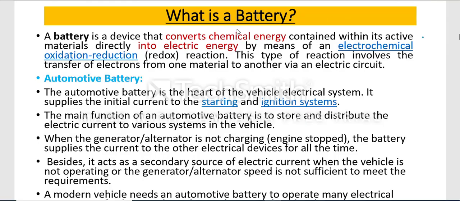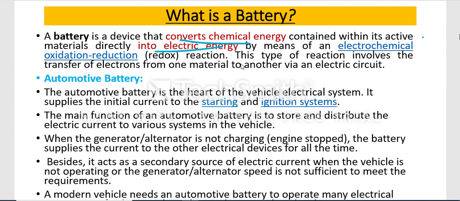So next point is, what is battery? Definition of battery. Battery is a device that converts chemical energy contained within its active materials directly into electrical energy by means of electrochemical oxidation, reduction reaction. This reaction is also known as redox reaction. Okay, means in short, battery is a device which converts chemical energy into electrical energy.